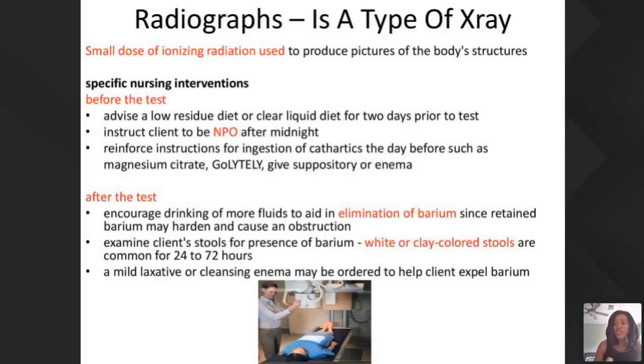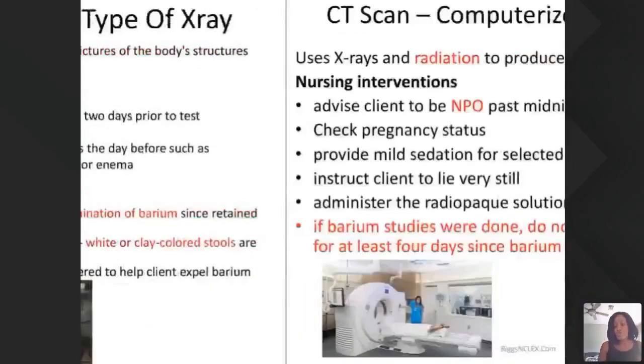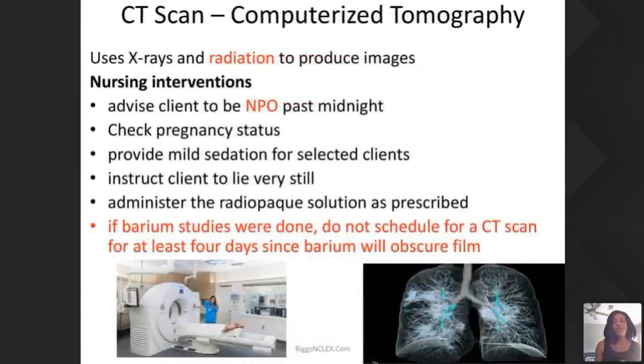So encourage drinking of more fluid to aid in the elimination of any barium that is used. Because you need to know the why. Why do we care that they pass the barium? Barium hardens. If it stays in this patient's GI tract for more than 24 hours, it turns into a rock. And imagine something turning into a rock inside your gastrointestinal system. It's going to perforate it, okay? And that could kill you. So we're going to give fluid, laxative, everything. We want that barium out. And the way you know it's out is by seeing that white clay-colored stool. You'll be fine with that question.